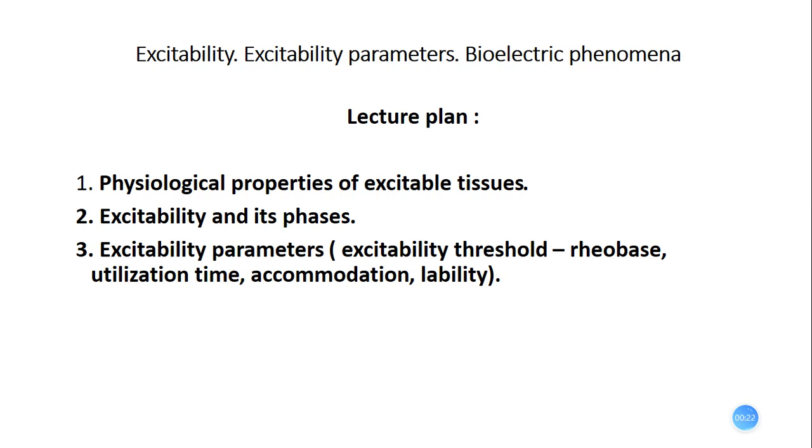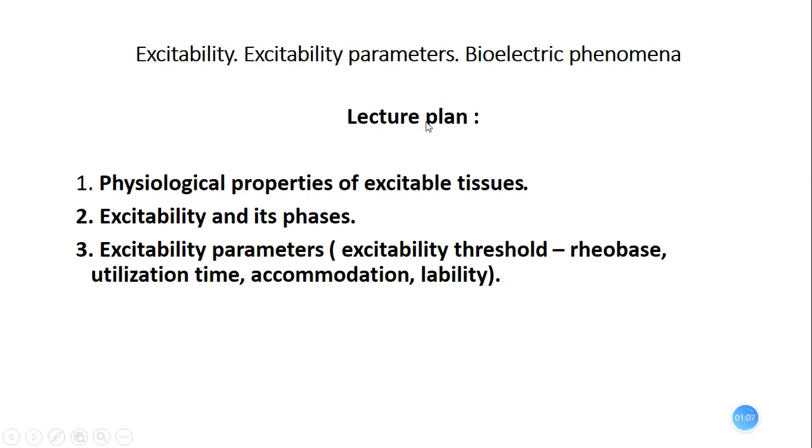First, we will talk about the physiological properties of excitable tissue. Excitable tissue is tissue that can give a response to stimulation by the excitement process. We usually have two excitable tissues, nerve tissue and muscle tissue, and they have two common properties, excitability and conductivity. These two properties must exist in both tissues.